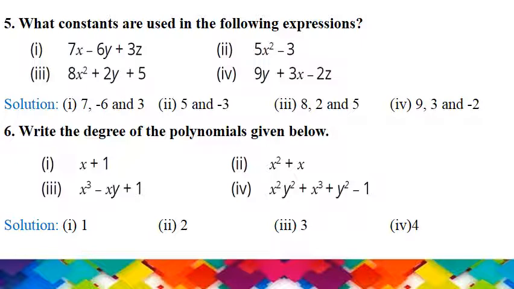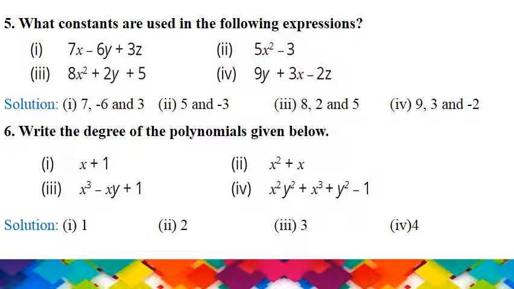In the second one, 5x square minus 3: 5 and minus 3 are the constants. Third one, 8x square plus 2y plus 5: 8, 2 and 5 are the constants. In the fourth one, 9y plus 3x minus 2z: 9, 3 and minus 2 are the constants.